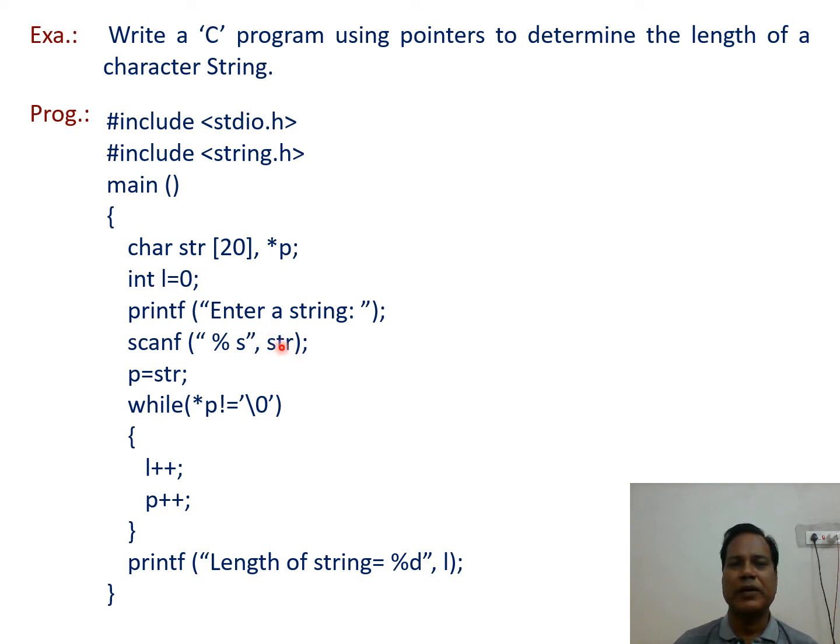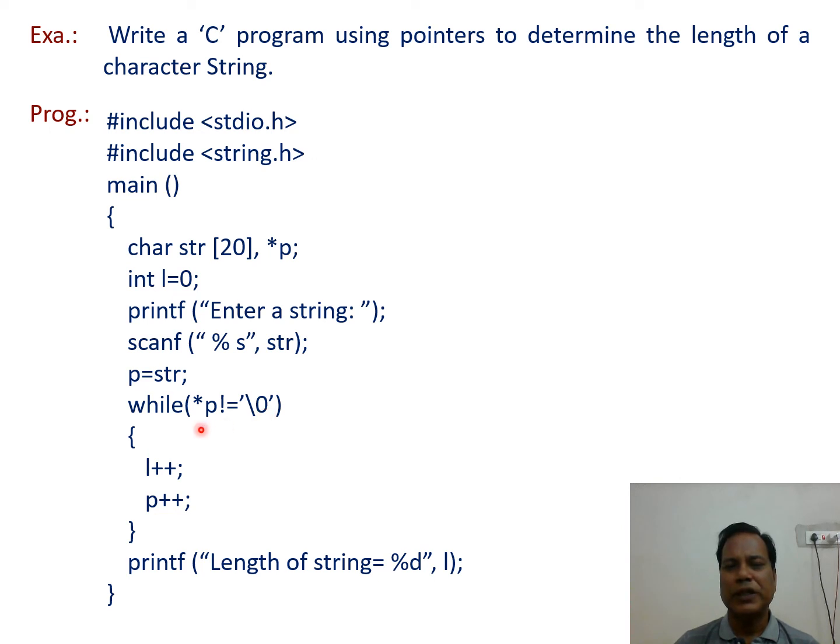Because str indicates the first memory location of the first character, all of the string is stored in the memory locations starting from the one pointed to by str. Then p = str. The address of the first memory location is assigned to the pointer variable p, and then, using the pointer variable, while *p is not equal to the null character, we count how many characters are present in the string.